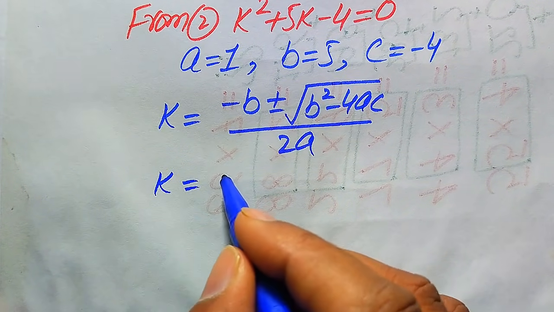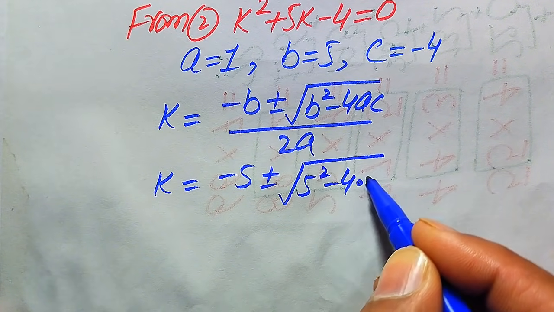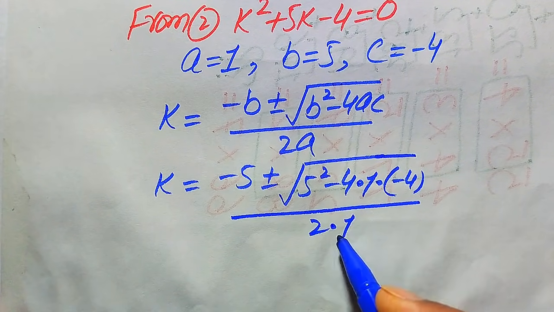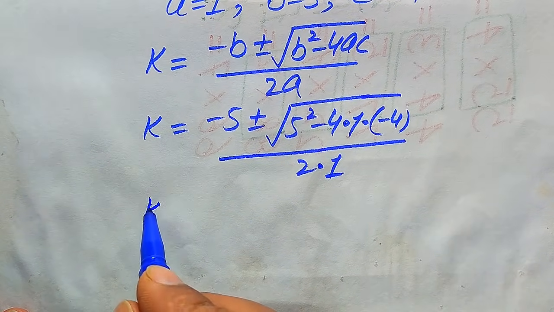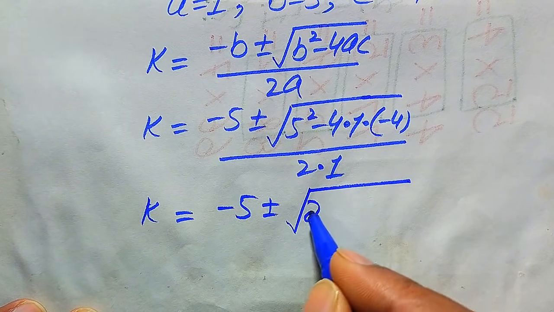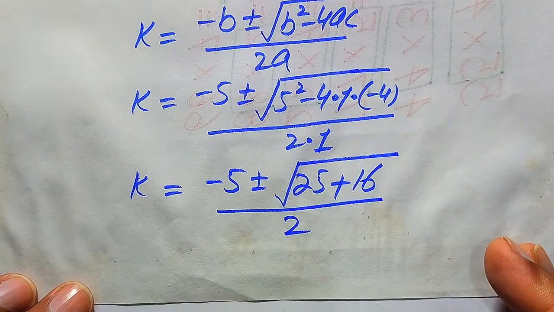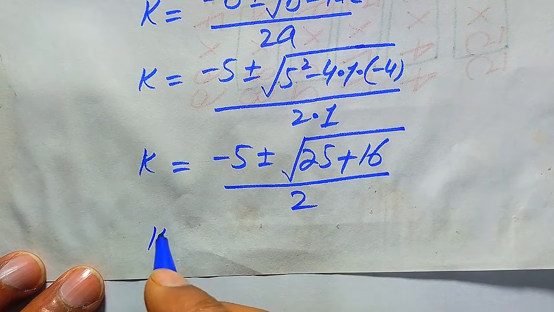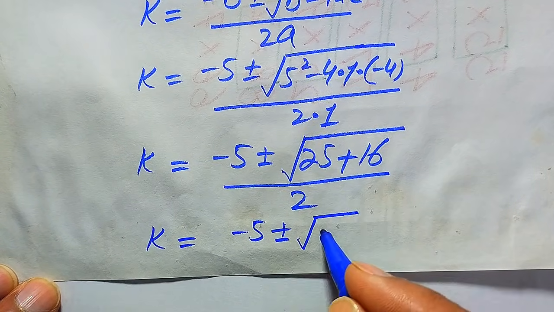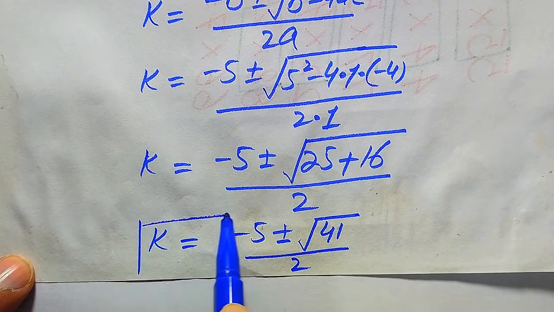And we substitute all the values here, and it becomes minus 5 plus minus square root of 5 square minus 4 times a is 1 and c is minus 4, divided by 2 times a, and here our a equals 1. We have k equals minus 5 plus minus square root of 5 square becomes 25, and 4 times 4 becomes 16, divided by 2 times a equals 2. We have k equals minus 5 plus minus square root of 25 plus 16 equals 41, divided by 2. So these are the other two real roots of the given equation.